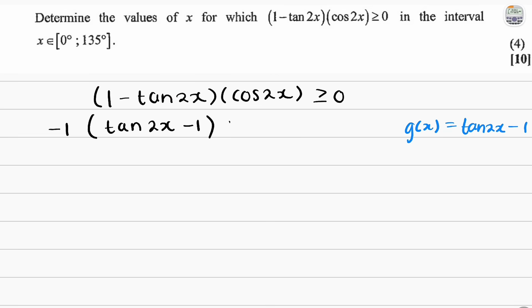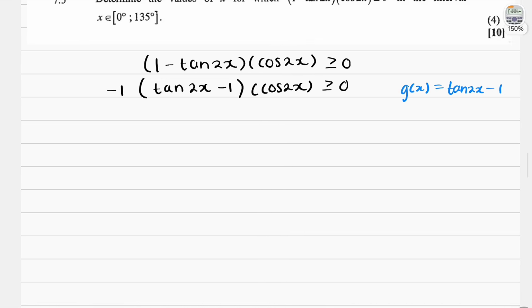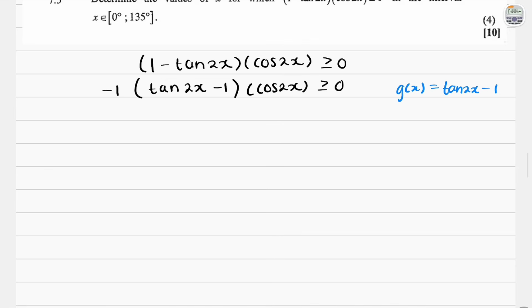And this is what we have here. Then times cos 2x is greater than or equal to 0. Then we need to get rid of that negative. You can divide or multiply by -1 and that would get rid of it. But remember, when multiplying by -1 on both sides, this is an inequality. It will cause the sign to change direction. So now what we have is tan 2x minus 1 and then multiply by cos 2x, that sign changes to less than or equal to 0.